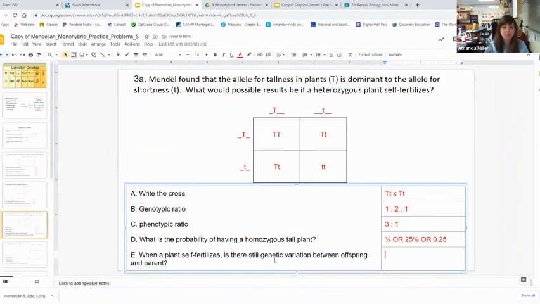Okay. So now the last question here, when a plant self-fertilizes, is there still genetic variation between the offspring? Well, we see here that our parents are heterozygous, and we have possible outcomes that are not heterozygous. So yes, there absolutely is a chance for genetic diversity, even if the plant is self-fertilizing. All right.